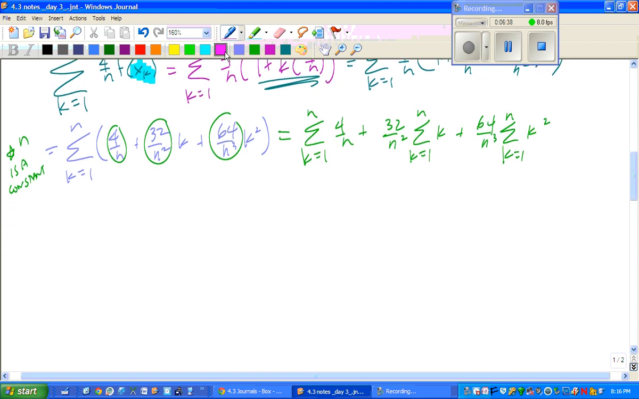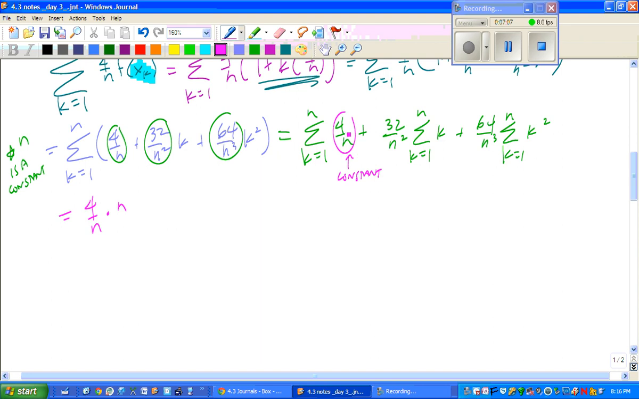Well, we talked about this. What happens if you take the sum of a constant? Again, don't let that n fool you. This is still a constant. So if you take the sum of a constant, remember there was a formula for that. We take the constant times the number of terms. So that's going to be 4 over n times n.